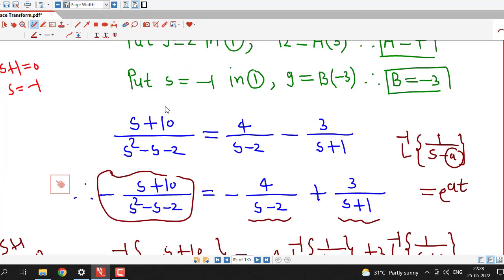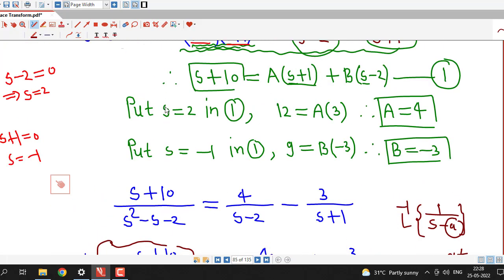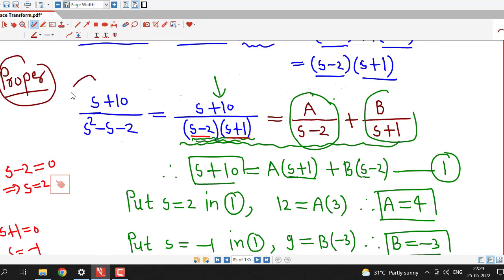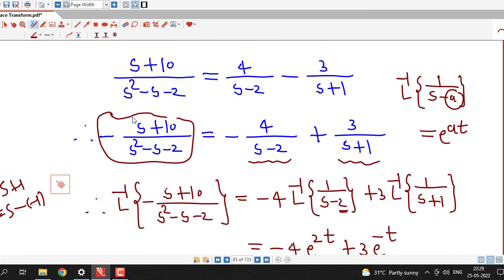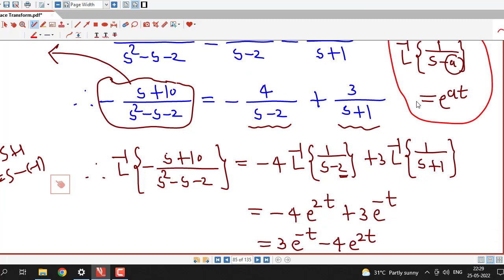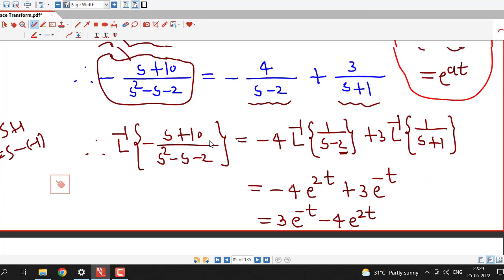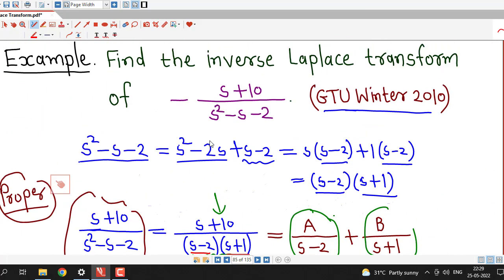So here we have used partial fractions to write this function in terms of those functions whose inverse Laplace transform formulas are known to us. We don't have a formula for the inverse Laplace transform of this function. So using partial fractions we are able to write this function in terms of functions of the type 1 over s minus a, and using this formula we are able to find the inverse Laplace transform of this function. So you can have this type of problems also.